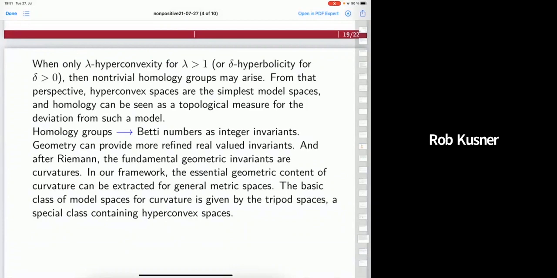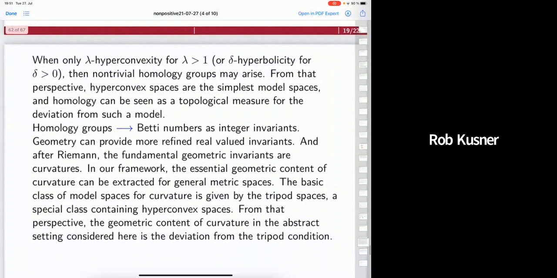And the basic model class for our curvature notion is given by the tripod spaces, which show the best intersection properties for three balls. And these are a special class of spaces. And they contain the even more special class, namely the hyperconvex spaces. So now from that abstract perspective, the geometric content of curvature is the deviation from the tripod condition. That is why I said I will use tripod spaces as natural model spaces, as opposed to Euclidean spaces, for defining curvature.